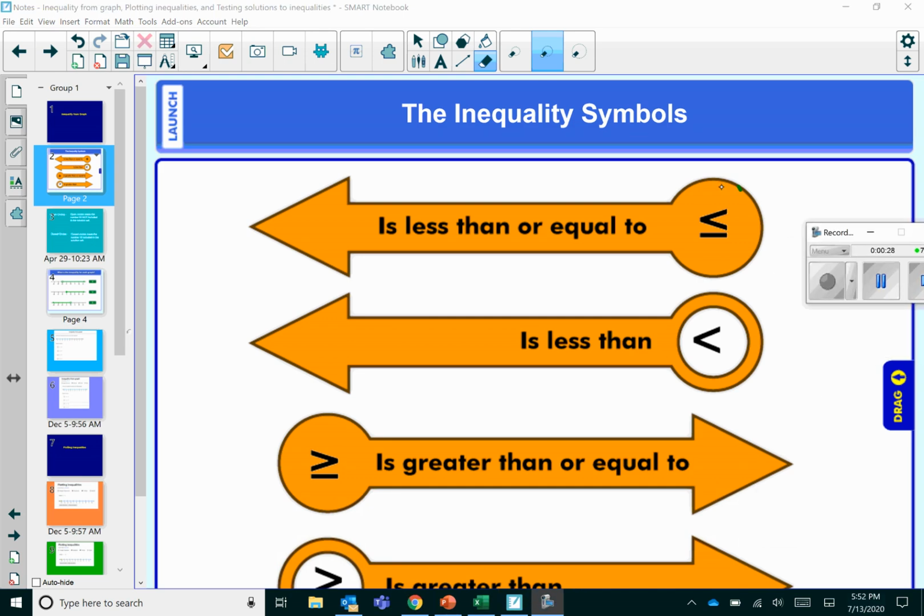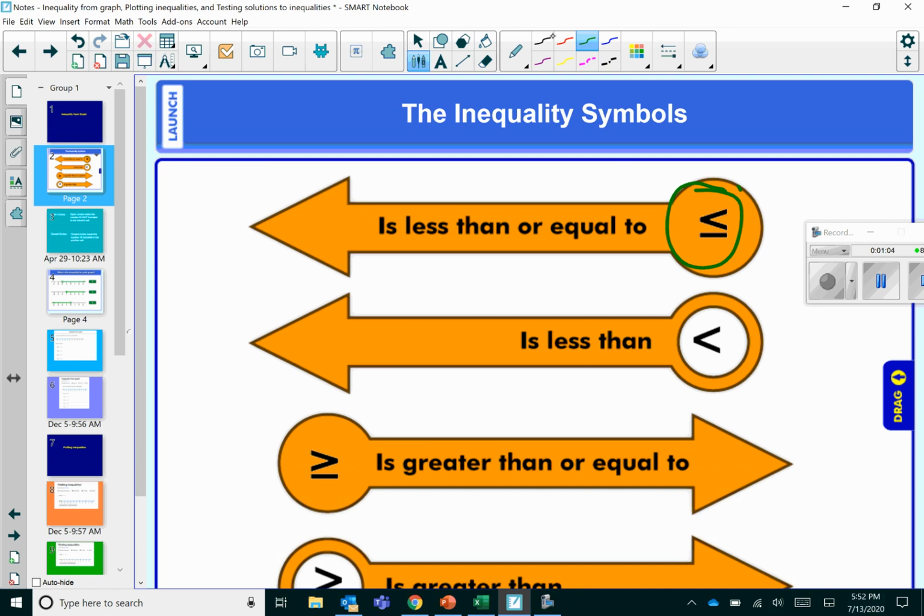So the first one that we have here, which I'll circle in green, is your less than or equal to symbol. And you'll notice that this circle here is actually filled in. When we talk about open and closed circles on the next slide, you'll understand why that's filled in. Notice that the arrow is pointing to the left. When you have less than or equal to, on your number line, you're going to draw your arrow to the left, because if you think about it, the further to the left you go, the smaller your number gets. The numbers get smaller or lesser as you move to the left.